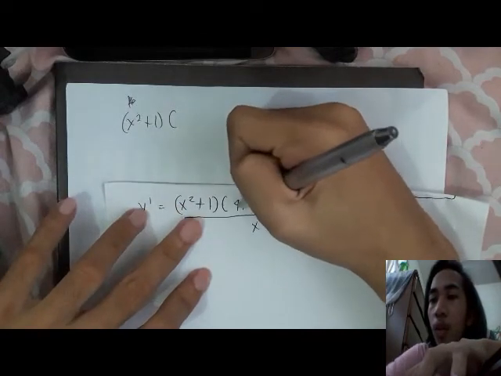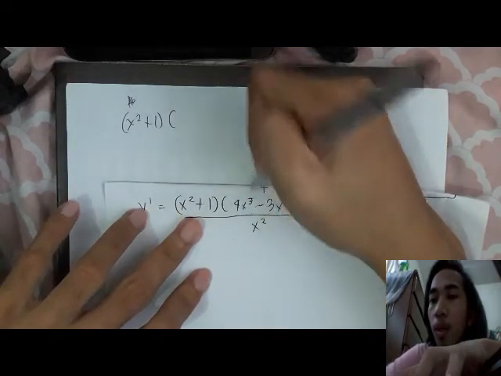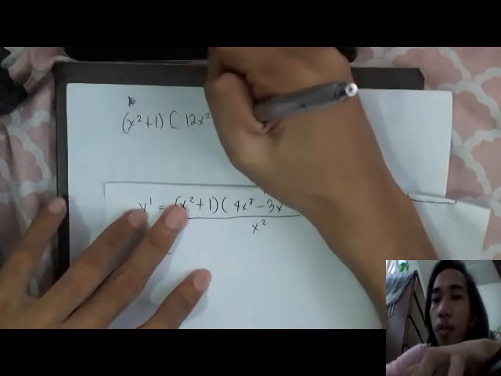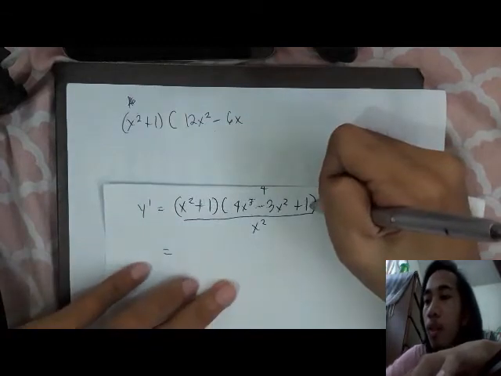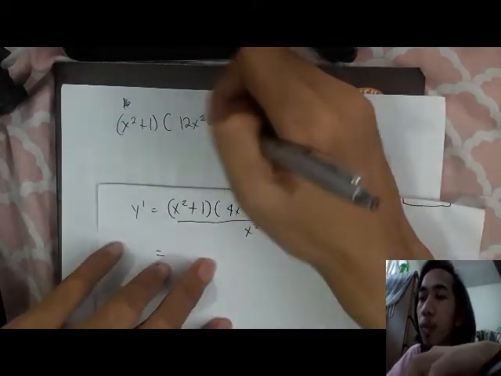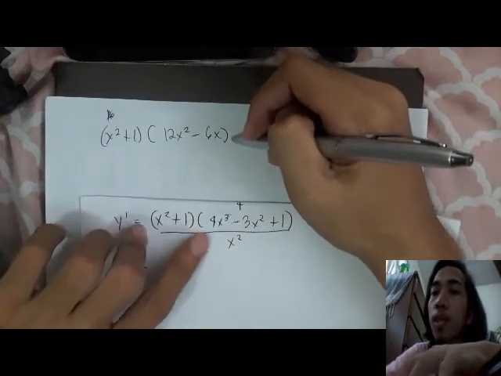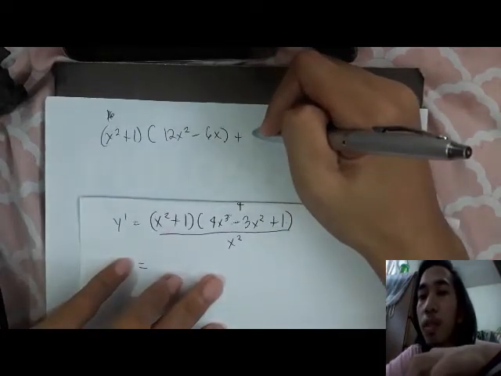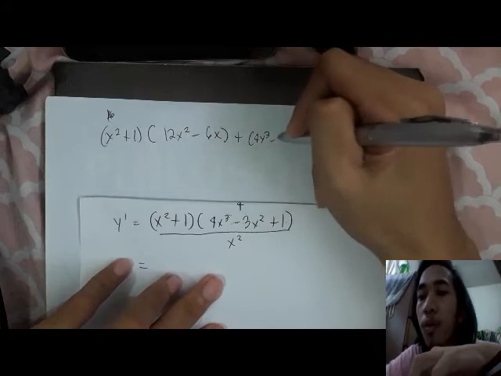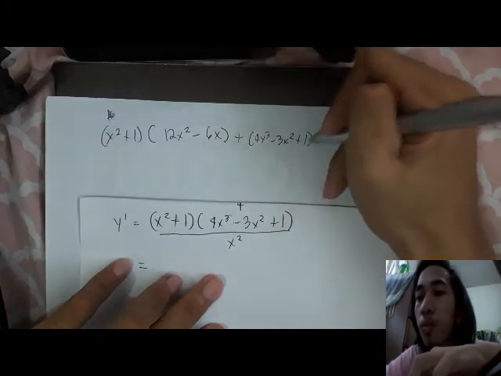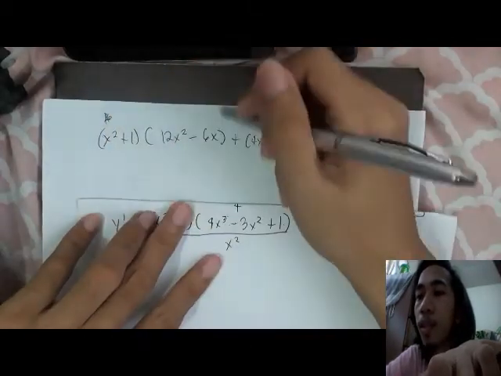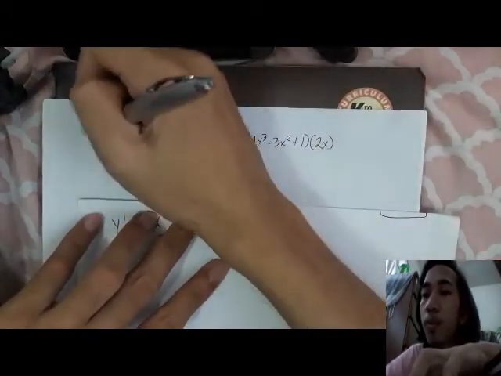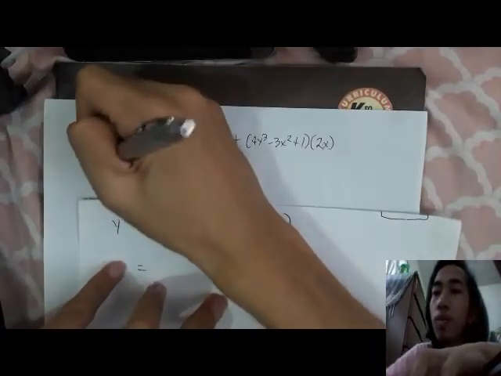power rule, 3 times 4, 12, tapos minus 1, magiging 2 na yan, 12x squared. Power rule pa rin, so magiging 6x. So constant rule: every constant number is equal to 0, so this will be the derivative of g. Tapos plus 4x cubed minus 3x squared plus 1 times the derivative of f, which is 2x. Tingnan natin kung cancel ba. So wala, so patuloy itong i-simplify ang expression na ito.